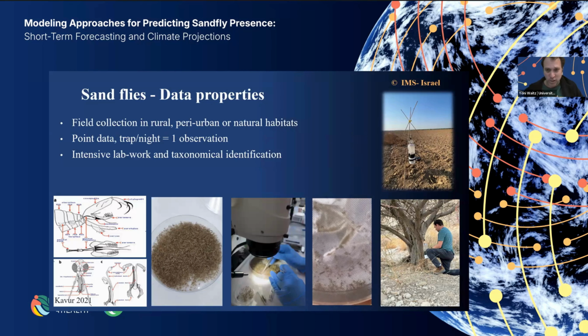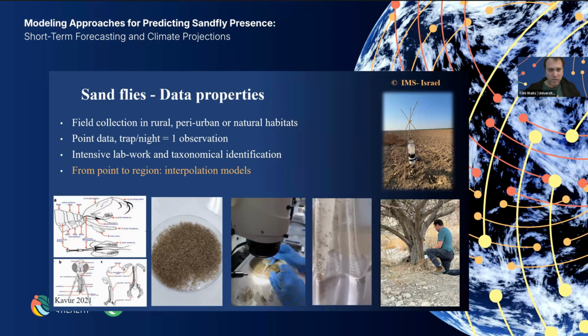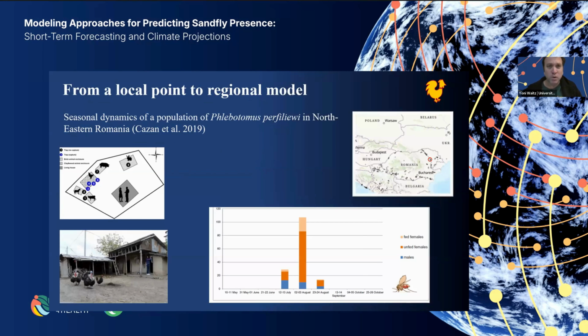It's a lot of work, and eventually all of this work, this one trap is just one observation in space and time. And eventually we need to use the models as an interpolation method from the point into a grid, into something on a larger scale, and that is a challenge. And I want to give just one more example of how this simplification is a challenge and affects the way we can ask questions.